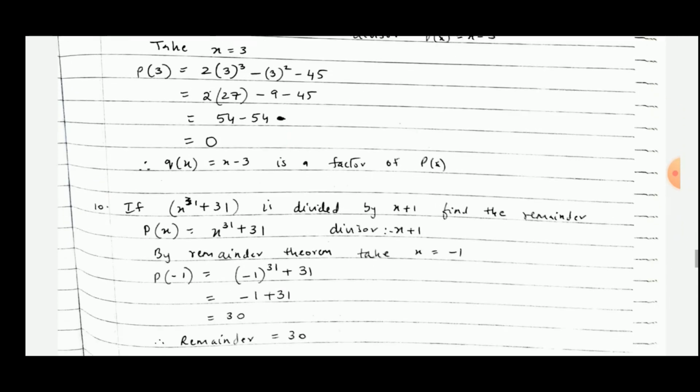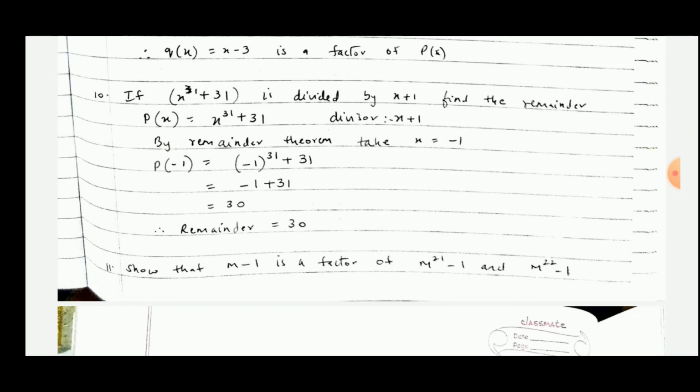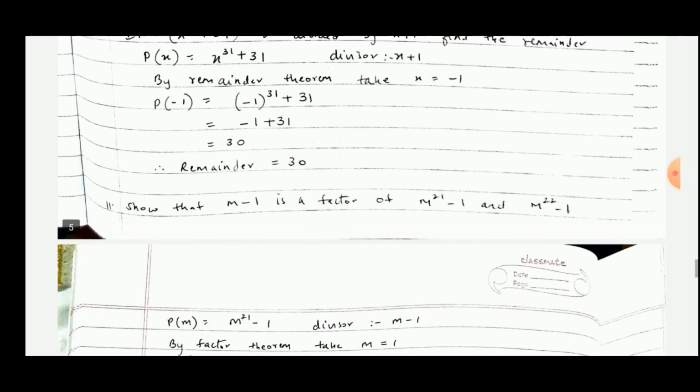Then the 10th sum, x raised to power 31 plus 31 is divided by x plus 1. Find the remainder. Now the polynomial p is x raised to power 31 plus 31. Divisor is equal to x plus 1. So by remainder theorem, take x is equal to minus 1. So minus 1 raised to power 31 plus 31. Now minus 1 raised to an odd power gives the answer minus 1. So 31 is odd, so minus 1 raised to power 31 is minus 1, plus 31, that is 30. So the remainder is equal to 30.